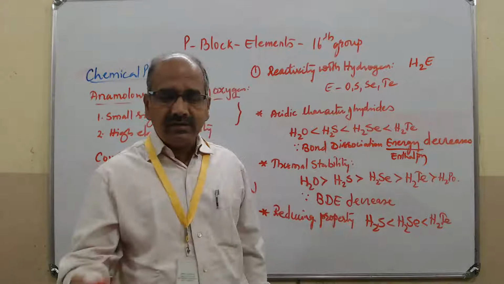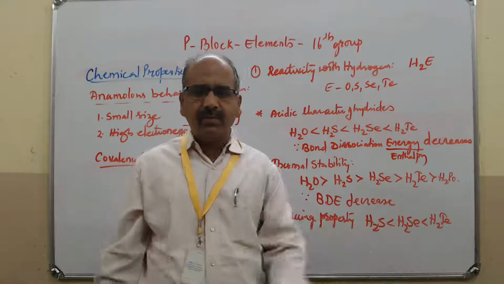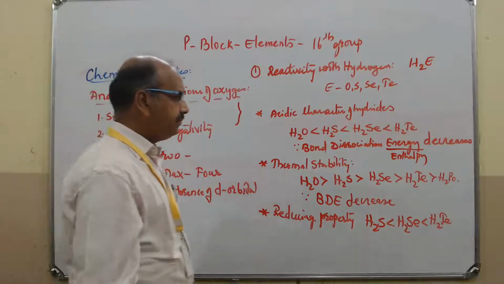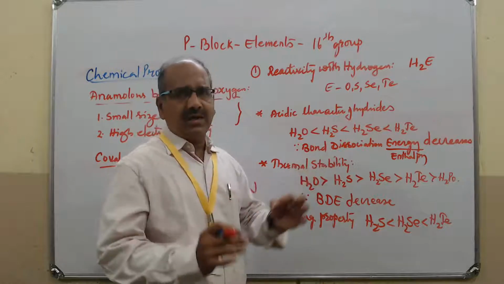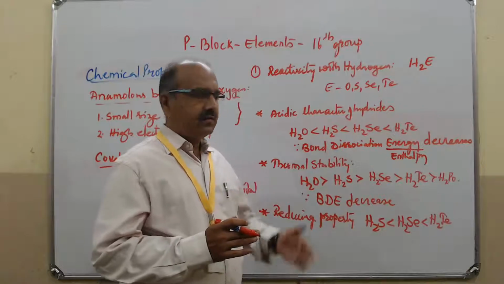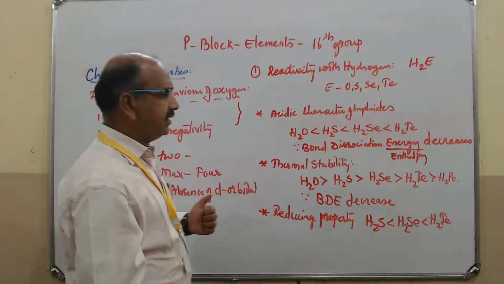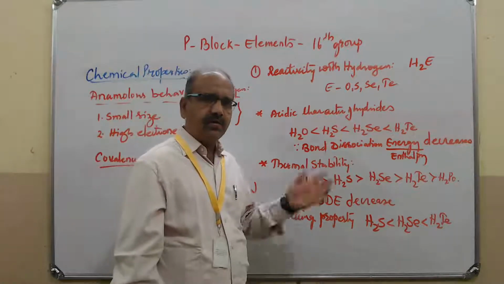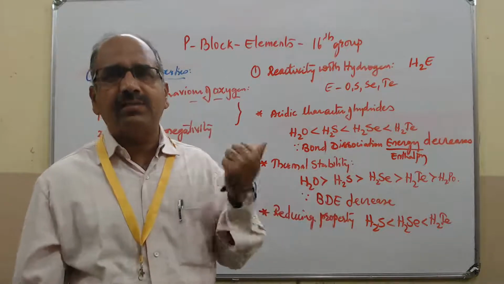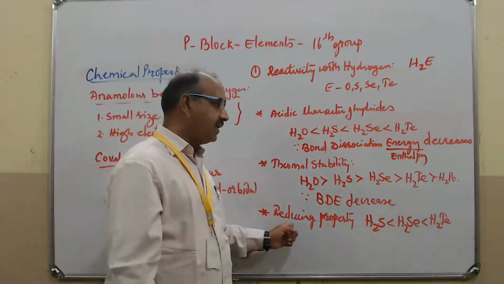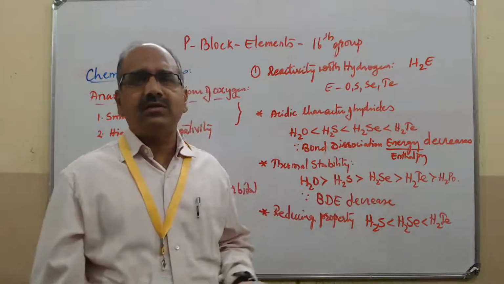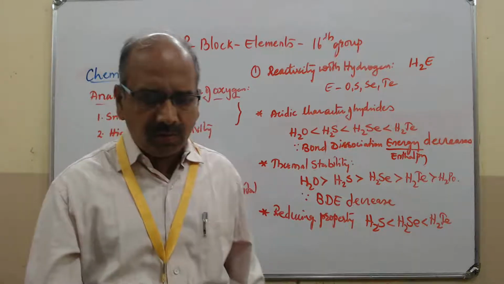Here also, the reason is the same. Down the group, atomic size is larger and larger, so the bond length is more. When bond length is more, the bond can be broken easily, so its acidic nature is going to be more. Later, it is going to show a stronger tendency to accept electrons, so it will get reduced quickly when the bond can be broken.